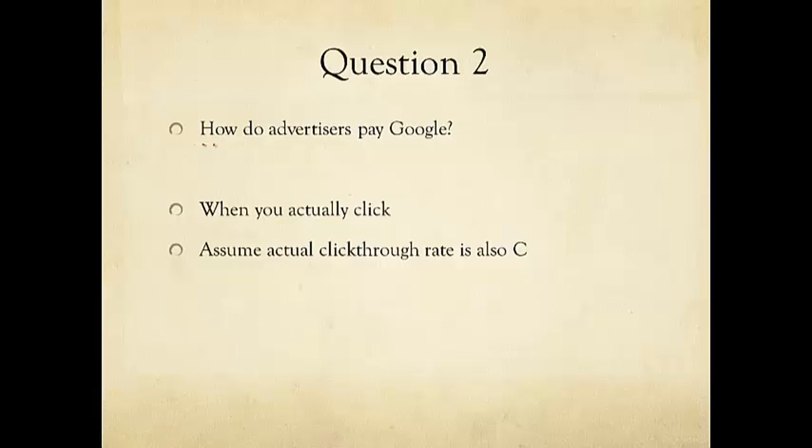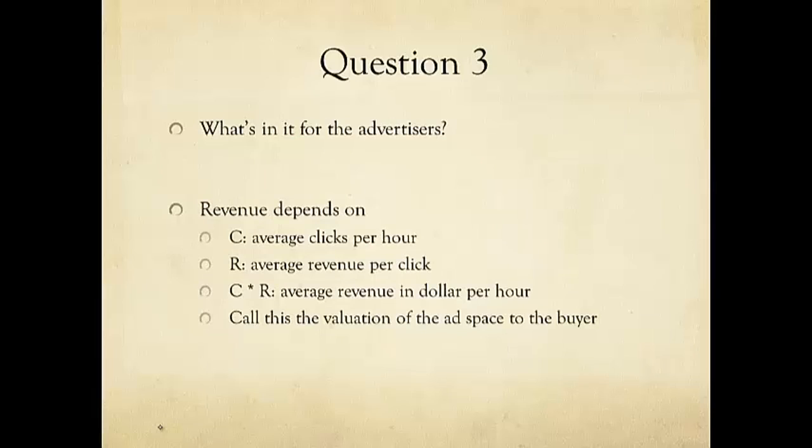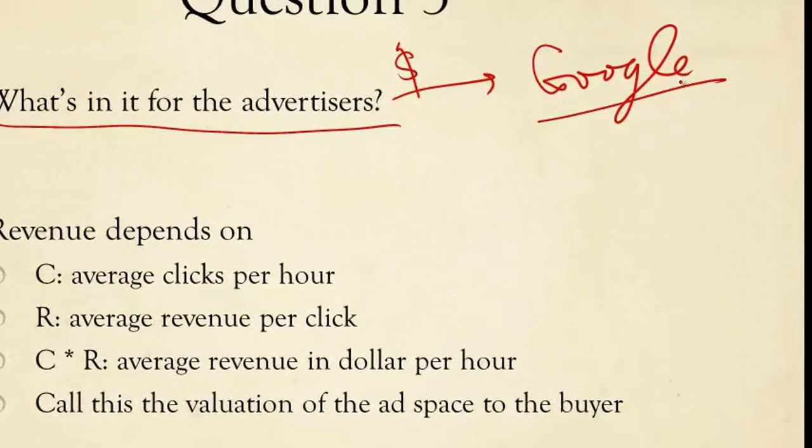The second question is, how do advertisers pay Google? When you actually click, then the advertiser has to pay Google. But we'll assume that the actual click-through rate, let's say C1 for the first hour that your advertisement is there, C2, and so on, will just be the same as the expected click-through rate. The third question is, then what's in it for the advertisers? They pay Google based on the click-through rate, which we will assume to be the same as the expected click-through rate, and Google gets a revenue stream. That's good for it. But what about the advertisers?